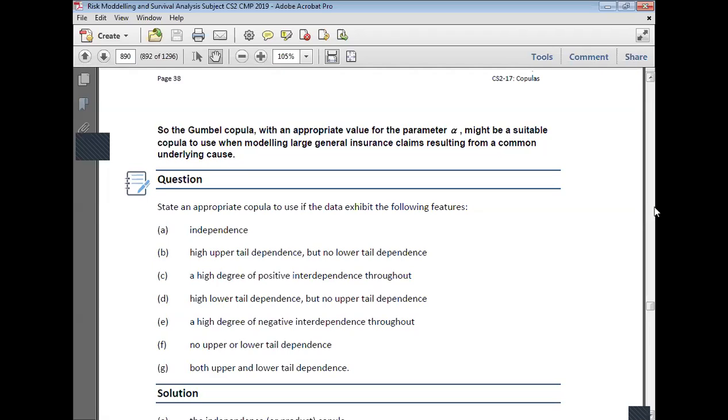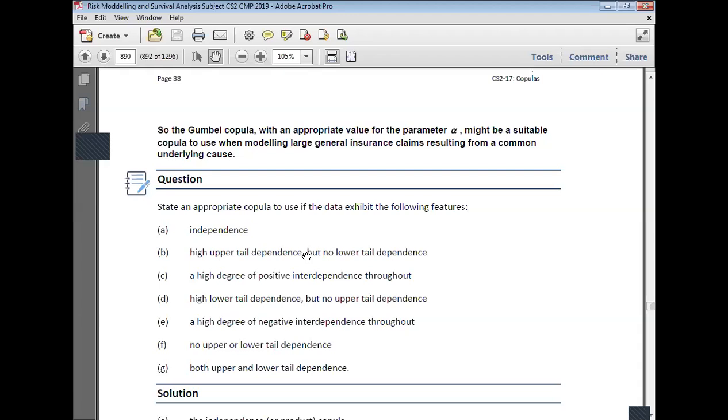Independent copula. Exactly right. It will just be the independence copula, so it will just be U times V, correct? And then if I see in my data that there is some higher upper tail dependency, but no lower tail dependency, then what kind of copula do you think will fit best here?